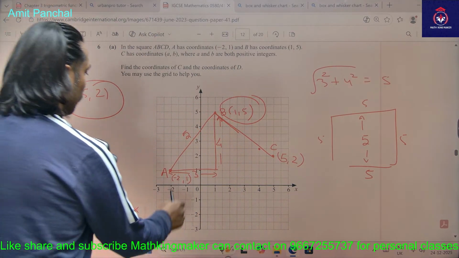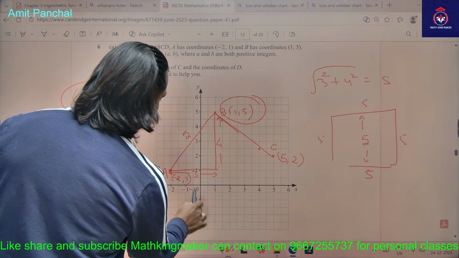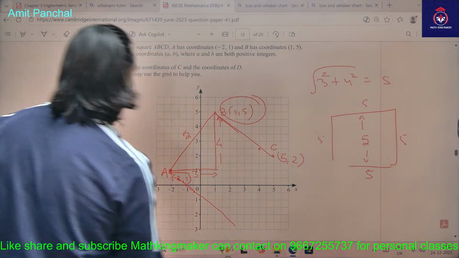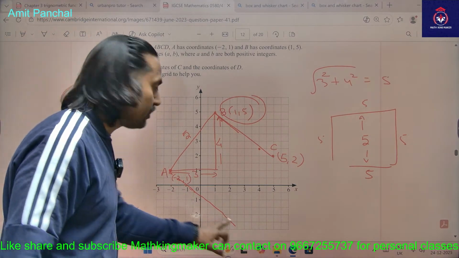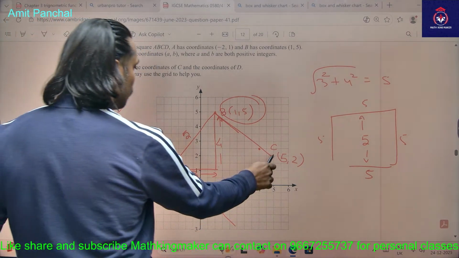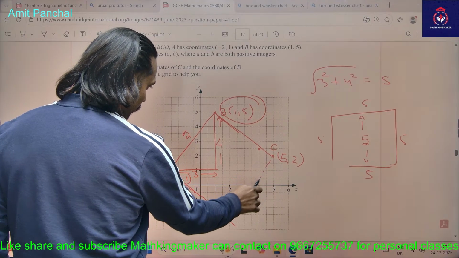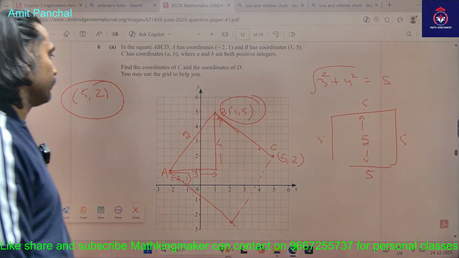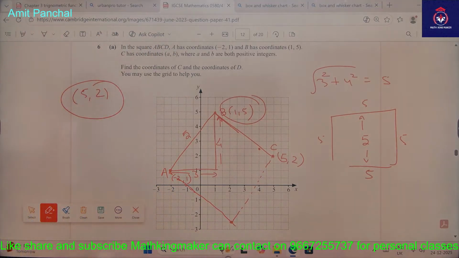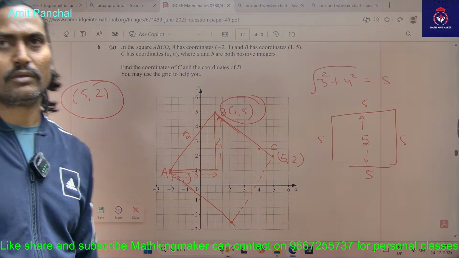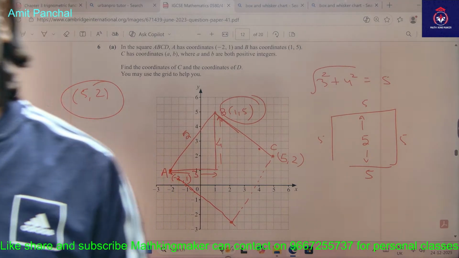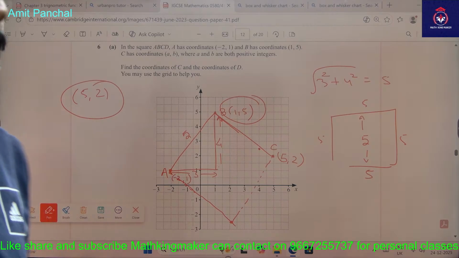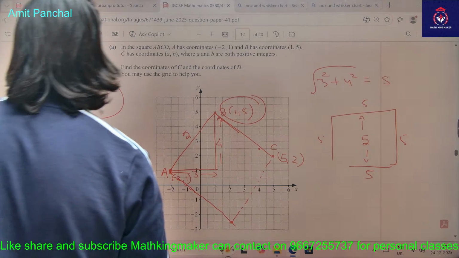See, the last point, it will be a perpendicular. If you draw a perpendicular on this point and the same perpendicular on this point, where they meet each other, that will be your next point. 2, minus 2. Okay, that works. Yeah, 2, minus 2 will be your next point. Got my point? Yeah, I got it. Okay, next one.